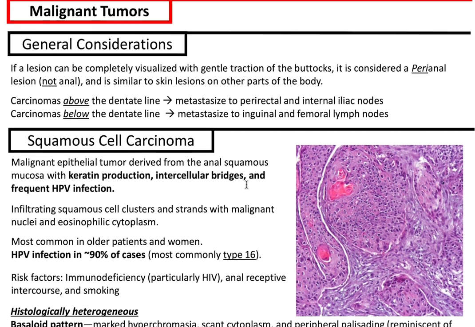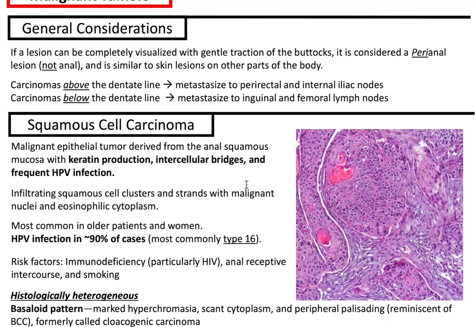Malignant tumors. General considerations. If a lesion can be completely visualized with gentle traction of the buttocks, it is considered a perianal lesion, not anal, and is similar to skin lesions on other parts of the body. Carcinomas above the dentate line metastasize to perirectal and internal iliac nodes. Carcinomas below the dentate line metastasize to inguinal and femoral lymph nodes.